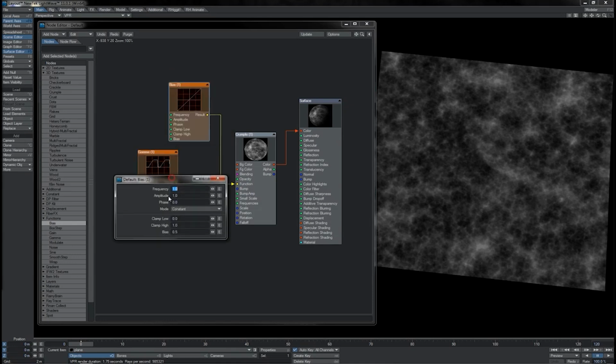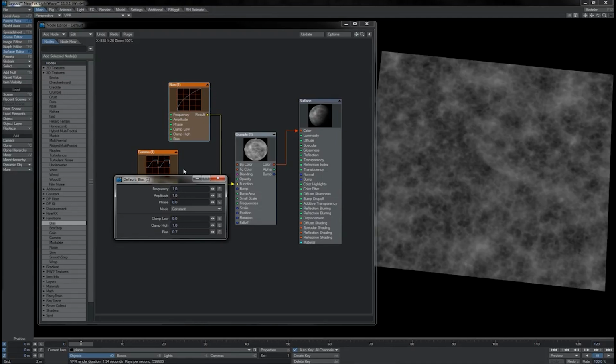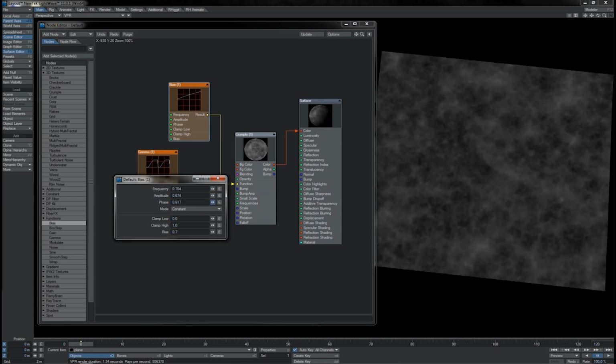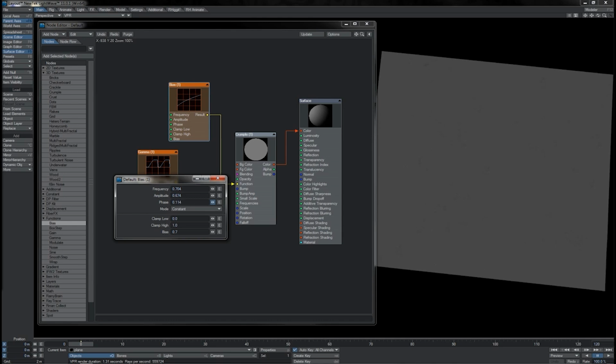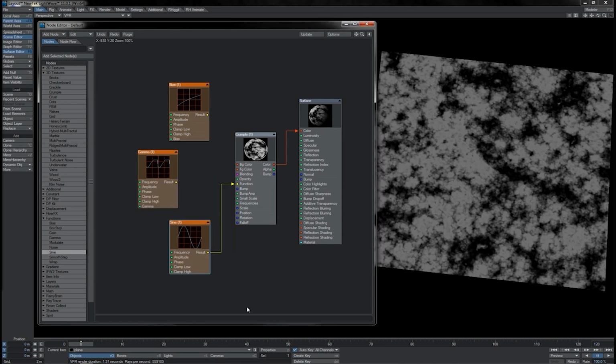Here in the bias, see at 0.5 it's nice and even. Let's set that to 0.2. Again, you get this curve going off that way. 0.7 sends it the other way. Again, you can increase or decrease the frequency, the amplitude of course, shift it in phase, which basically just moves the curve as a whole. And that really is all that you've got.